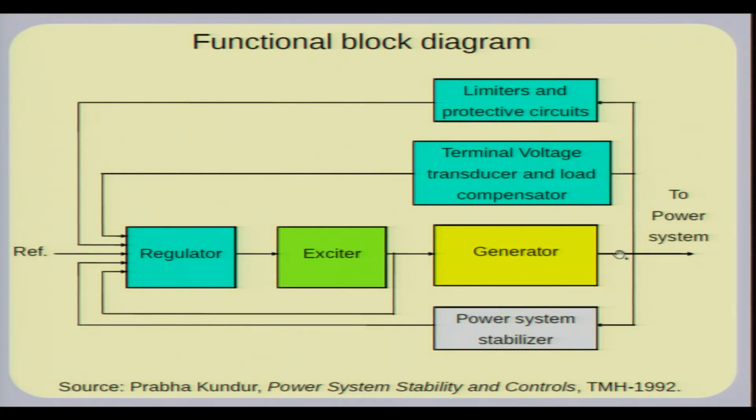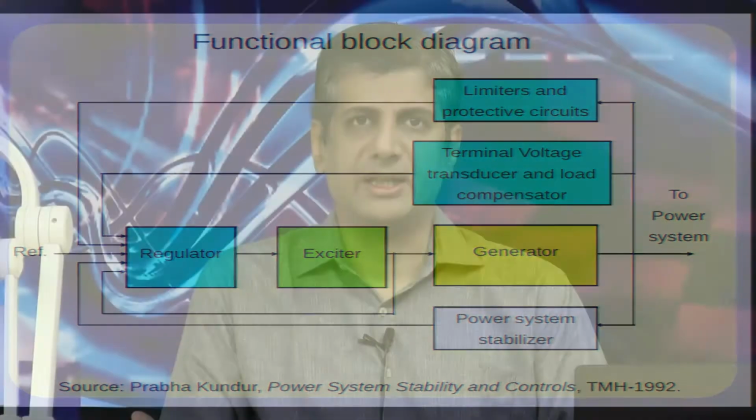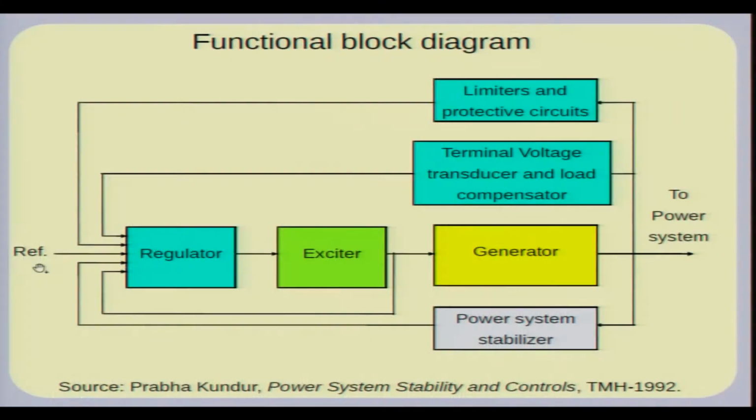Now, in addition I mentioned that you do have other control loops. One of them you see here is the limiter and protective circuits. The aim of the limiter is of course to avoid the limits of the generator getting exceeded. For example, if the generator stator current becomes very large, you may wish to scale down the reference voltage here, and that is done automatically. Similarly, if the field winding current becomes very large, you may want to reduce that as well. In such a case, you override the voltage regulation function.